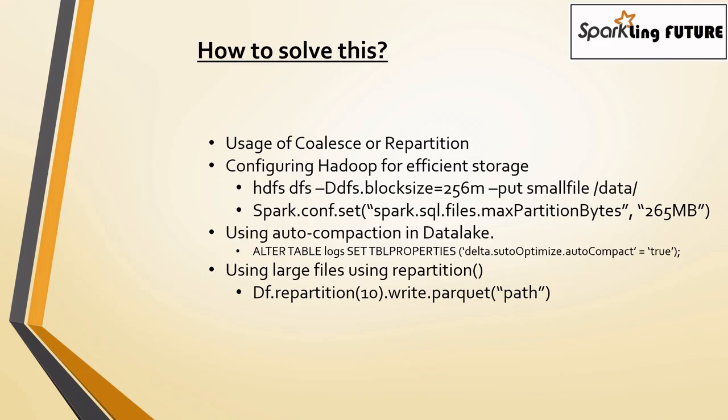So, usage of coalesce. Now we are running the coalesce, and we will see what exactly happens when using coalesce. And coming to the second point, we can also configure Hadoop for efficient storage. Here we can mention the block size, and in Spark we can set up this configuration for max partition bytes to 256.